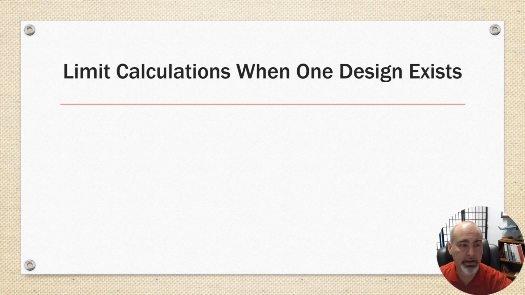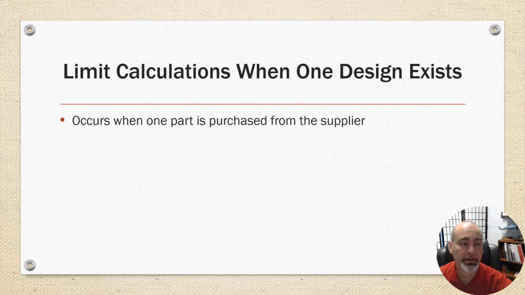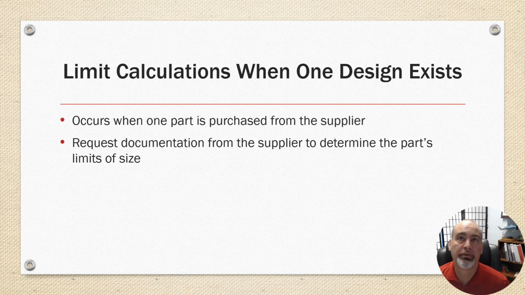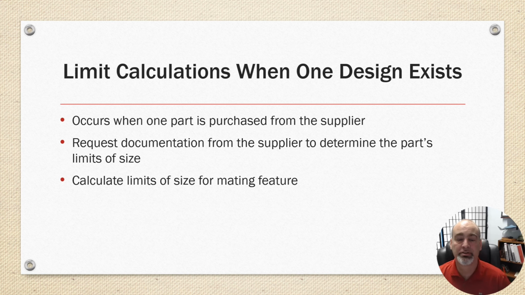Okay, limit calculations when one design exists. Limit calc occurs when one part is purchased from a supplier. You have to request documentation from the supplier to determine the part's limits of size, as you don't want one batch of parts fitting and the next batch doesn't. And you calculate the limits of size for the mating features.